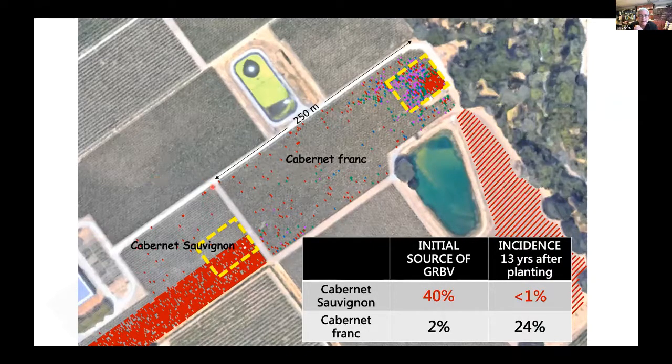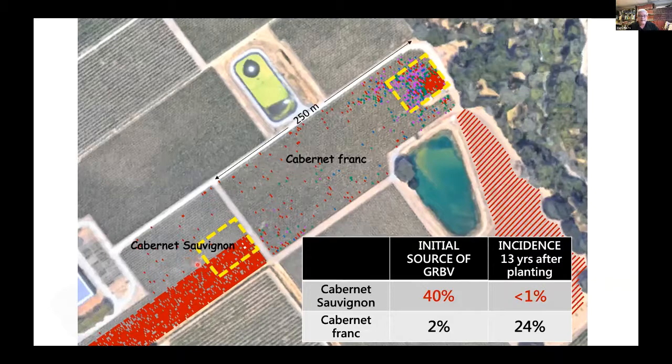I estimate that at the time of establishment in 2008, about 40% on the whole here of the vines in the Cab Sauv were infected with red blotch, versus here the aggregated area, which represents less than 1% of the Cab Franc parcel. Now, what is odd is the rate of virus transmission. It is barely occurring here, but we have a huge source of virus inoculum.